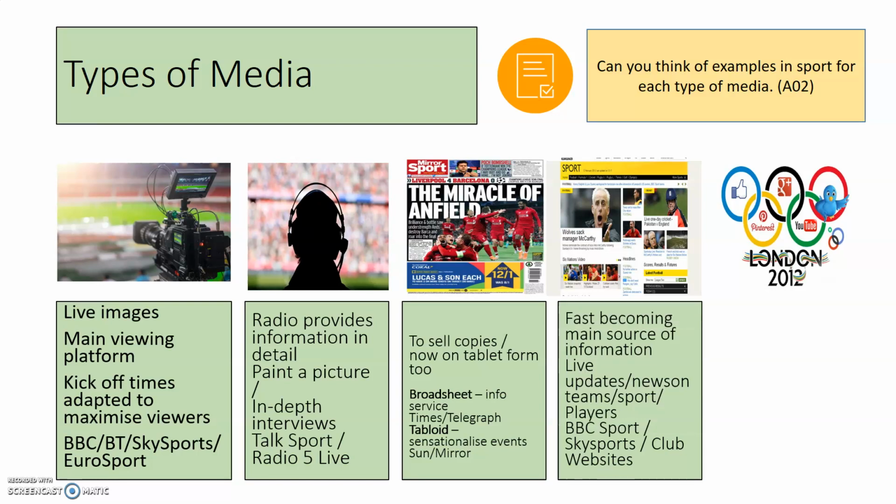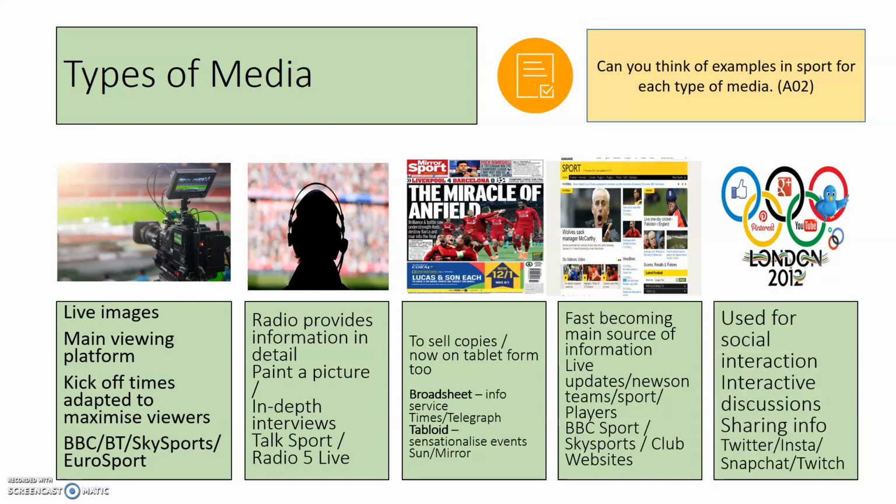And then if we look at the internet, this is fast becoming the main source of information for sports. Live updates, we have again news on teams, sports, players, and there'll be things like BBC Sport, we'll have Sky Sports and the specific club websites. And social media, which also looks at the social interaction, this interactive discussion between players and spectators themselves, and this might be through things like Twitter, Instagram, Snapchat and Twitch.